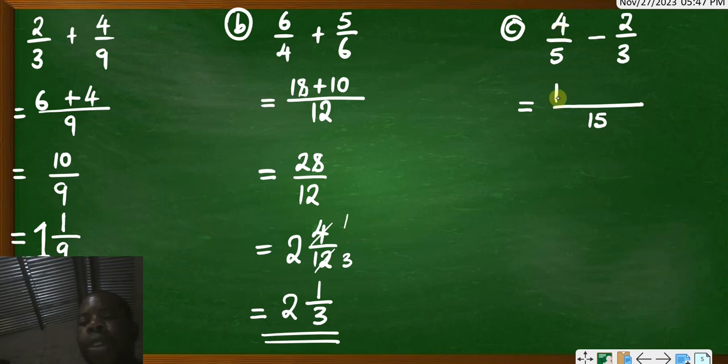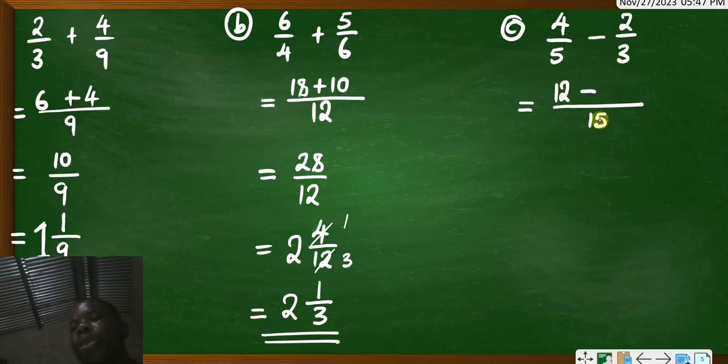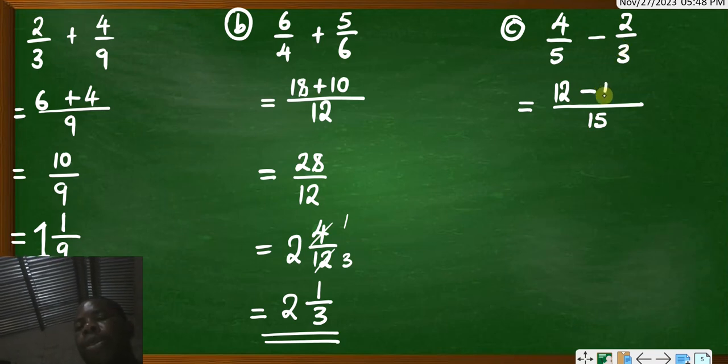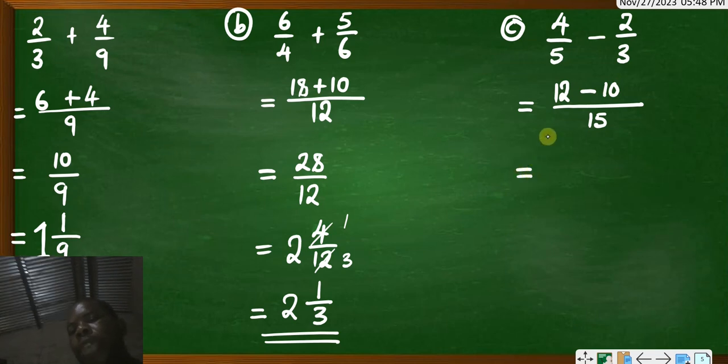So you say 12. Then you write minus like that. Then you say 3 into 15, how many times? 5. Okay, then 5 times 2, how many times? 10. So you write 10 there. Then you say equals. Then you say 12 minus 10. What do you get? 2. Then you say over, then 15 here.